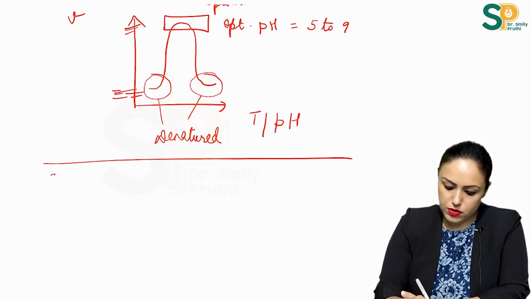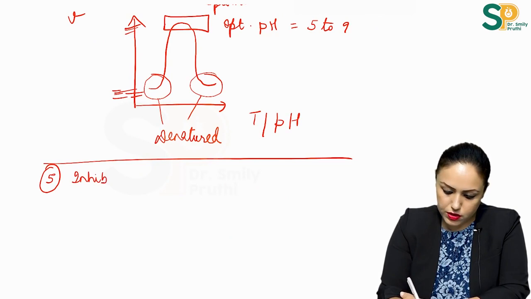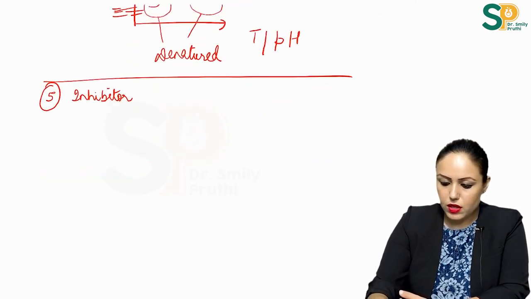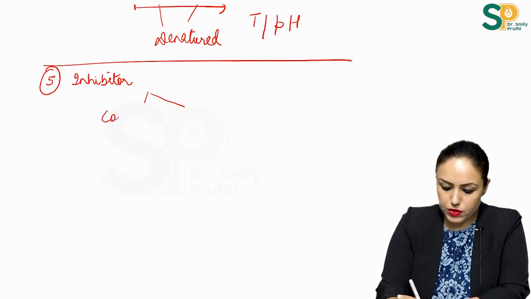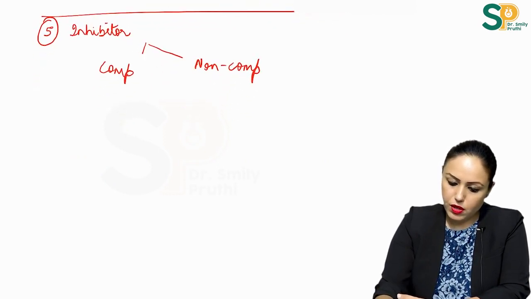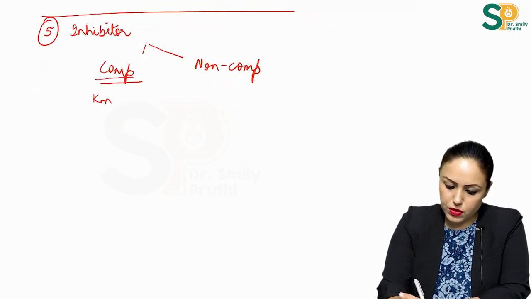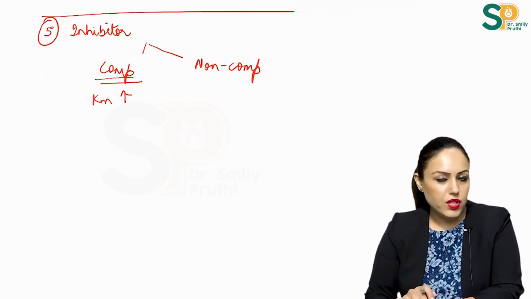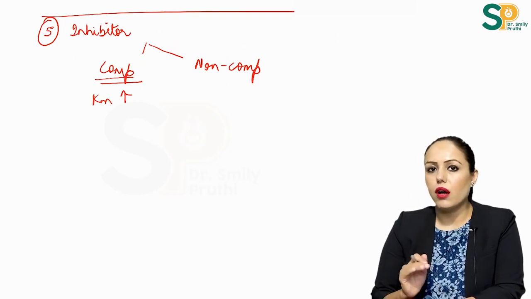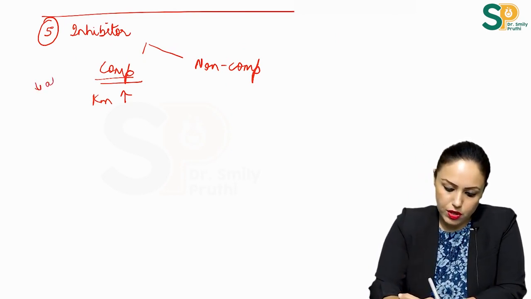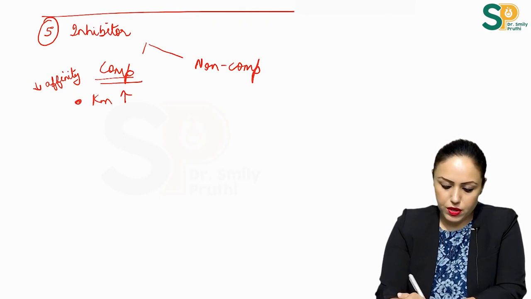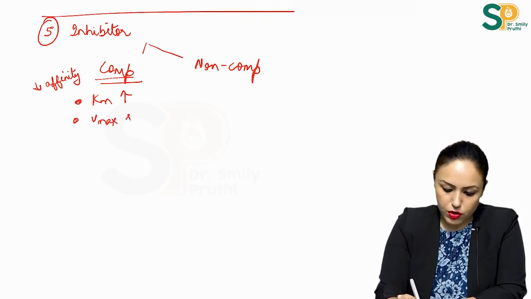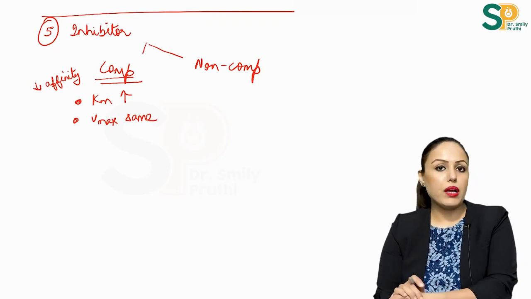Our fifth factor is inhibitor. There are mainly 2 types of inhibitors: competitive inhibitor and non-competitive inhibitor. In case of competitive inhibitor, Km is increased, as competitive inhibitor binds at the active site and it will decrease the affinity of substrate. It will decrease the affinity by binding at the active site. So Km will be increased, but in this case velocity remains same. So Vmax is same.